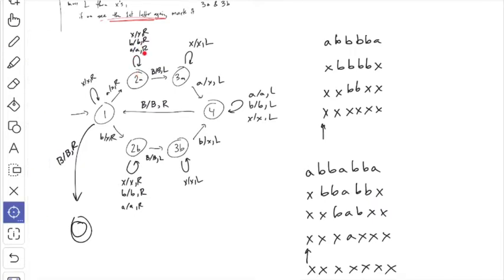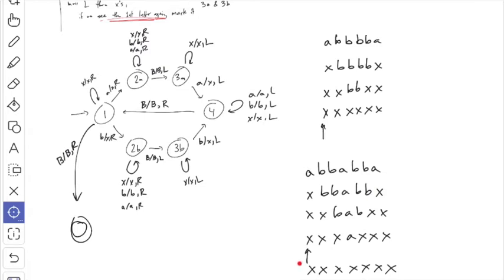Then you're in state 2A here. You're going to move to the right all the way to the end. You will see a blank. Okay. You'll go over to state 3A. 3A says move to the left over and over again through X's. All right. You will go all the way back through and hit a blank. That's when you should accept.